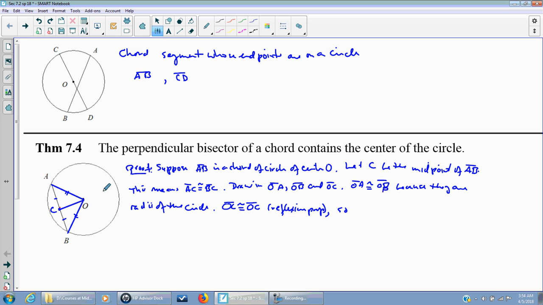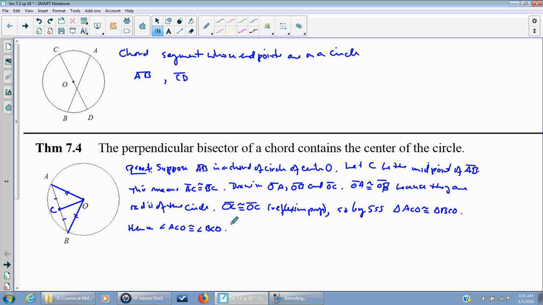So I have two triangles here, ACO and BCO, and I have paired up their sides in such a way that they're congruent. So by side, side, side, triangle ACO is congruent to triangle BCO. Okay, now let's see. What does this tell us about the angles at C? Okay, these are corresponding parts here. Angle ACO must be congruent to angle BCO.